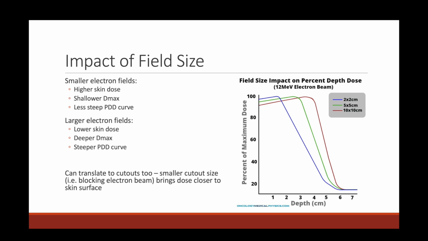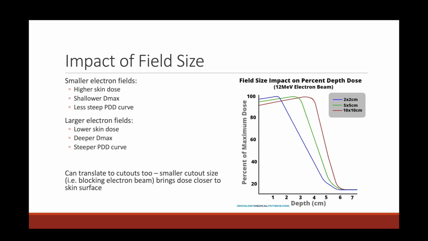And then for smaller electron fields, we have the opposite effect. That effect applies to smaller cutouts too. So if we block an electron beam a lot and have a very small cutout size, that brings our dose closer to the skin surface.